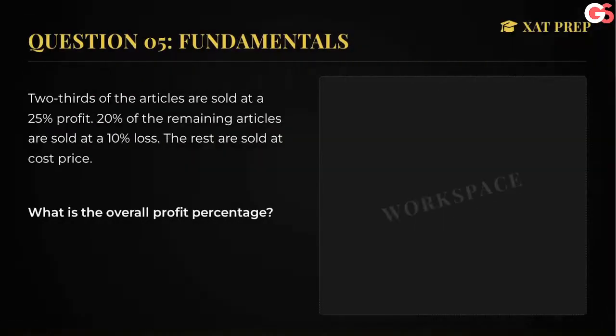2/3 of the articles are sold at a 25% profit. 20% of remaining articles are sold at 10% loss. Rest are sold at the cost price. What is the overall profit percentage?